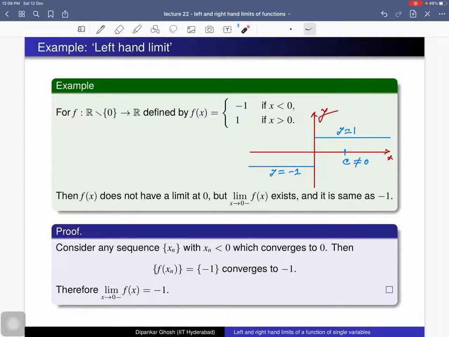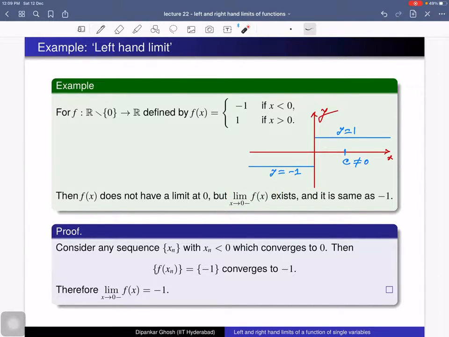So here you consider this function from the set of non-zero real numbers to the set of real numbers. f of x is given by minus 1 if x is less than 0, and f of x is given by 1 if x is greater than 0. So on the positive side it is just a constant function, and on the negative side it is just the constant function given by minus 1. Though we have proved that f of x does not have a limit at 0, in this case we can see that the left hand limit exists at x equal to 0. Namely, the limit of f of x as x tends to 0 minus exists.